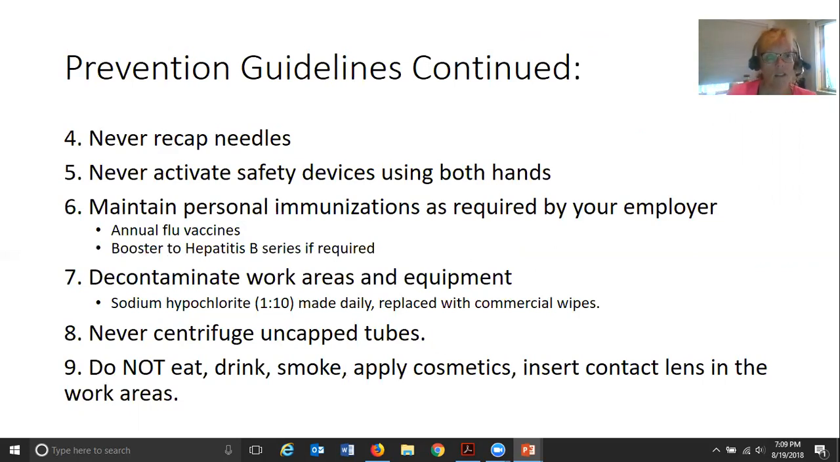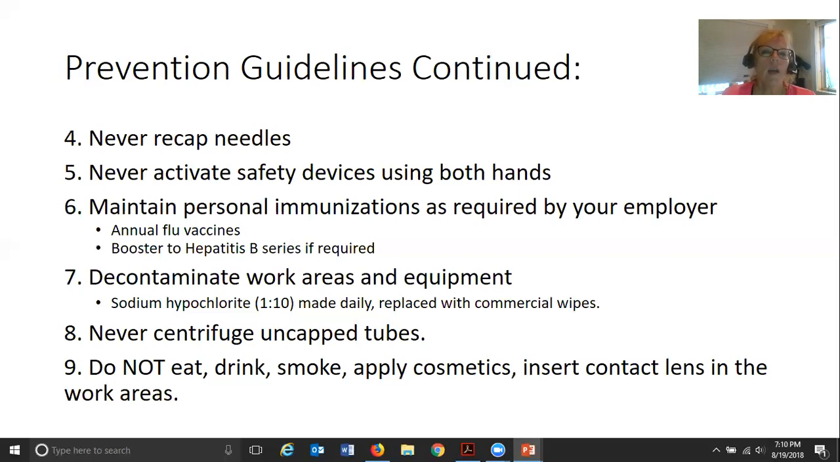We never recap needles, ever. We never activate safety devices using both hands, so it has to be a one-handed needle safety device. We always maintain our immunizations as required by our employer. Usually this means annual flu vaccines, and most employers now require that you have the hepatitis B vaccinated series.